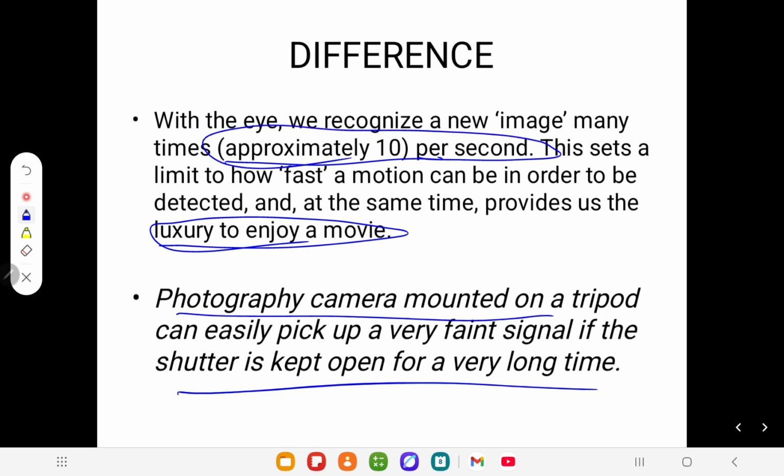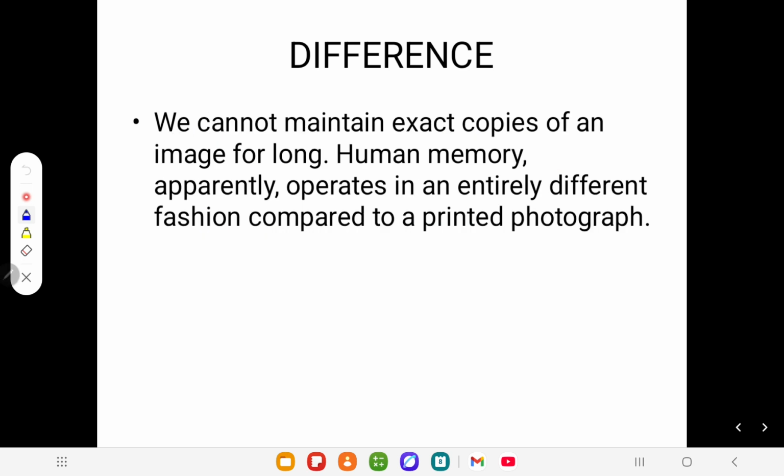That's not the case in a camera, but it is the case with our eyes, our visual system, and our brain. Definitely it cannot comprehend such fast moving images. So we cannot maintain the exact copy of images, can we? Our memory is so volatile, isn't it? But that's not the case with a photographic camera. It can make exact copies.